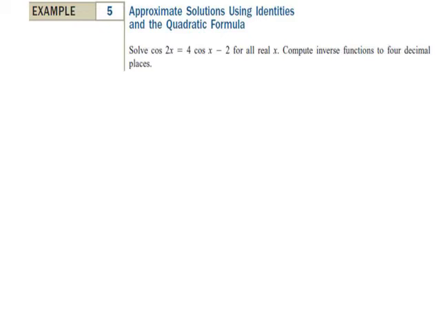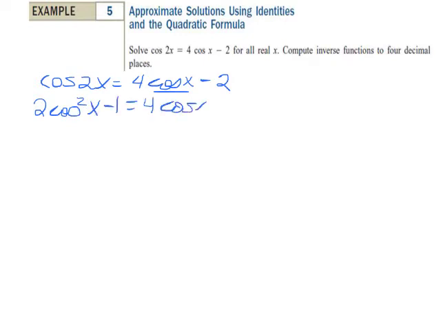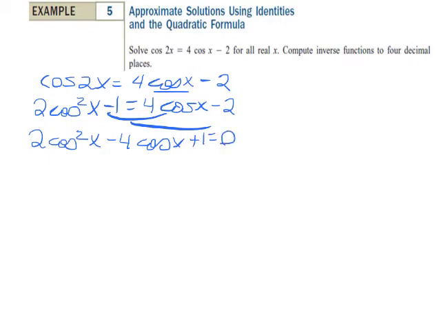Okay, example number 5, we're going to do cosine of 2x equals 4 cosine of x minus 2. And cosine of 2x, we know that there's an identity for that, and I believe there's several, but we really want one that has another cosine. So let's use the one where it says 2 cosine squared x minus 1 equals 4 cosine x minus 2. Let's take everything over, and we've got 2 cosine squared x minus 4 cosine x. Bring your 2 over, plus 1 equals 0.